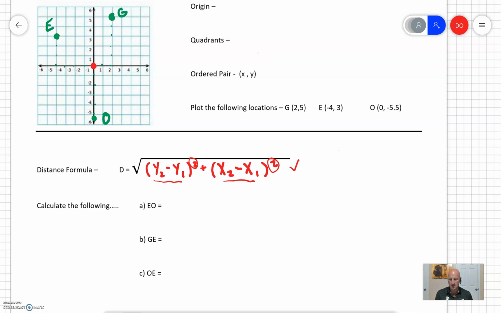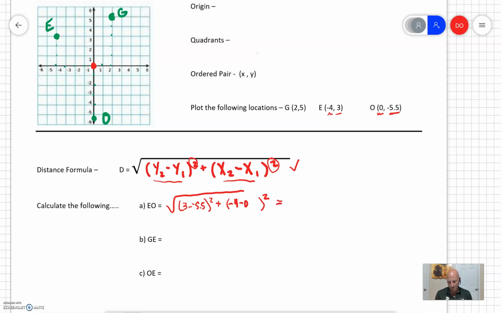So in part A it says what's the distance between E and O. So I want to start by building my equation first. I have the square root of, I'm going to subtract the y values. The y value of E is 3, the y value of O is negative 5.5. So I have 3 minus negative 5.5, and I'm going to square that. I'm going to add that to the difference of the x values being squared. So our x values at E would be negative 4 and 0. So negative 4 minus 0. I think we can all handle that one mentally.